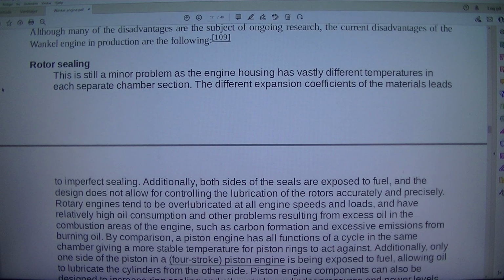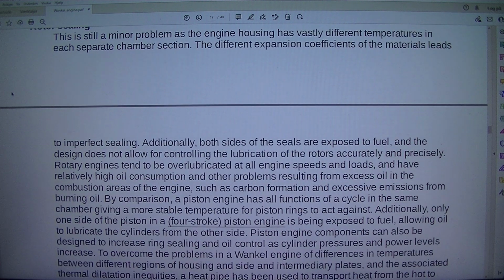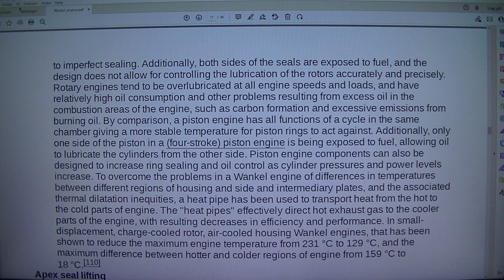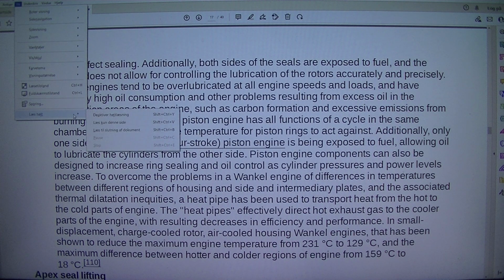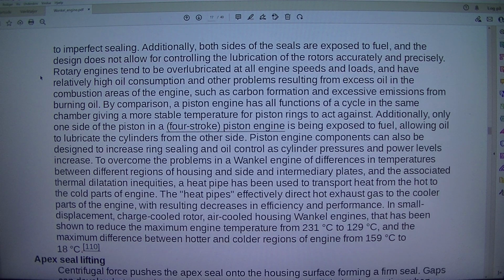Rotor sealing. This is still a minor problem as the engine housing has vastly different temperatures in each separate chamber section. The different expansion coefficients of the materials lead to imperfect sealing. Additionally, both sides of the seals are exposed to fuel, and their design does not allow for controlling the lubrication of the rotors accurately and precisely.